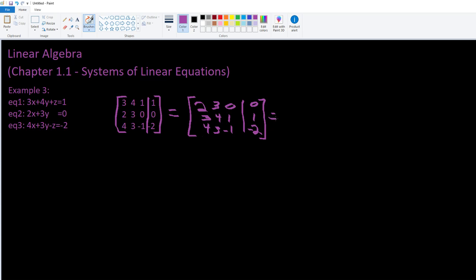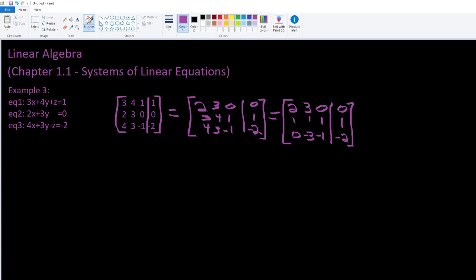Okay, now let's do negative 1 times row 1 plus row 2, and negative 2 times row 1 plus row 3. So row 1 stays the same: 2, 3, 0, 0. Then we get 1, 1, 1, 1, 0, 0. Oh, wait, no, 0, negative 3, negative 1, negative 2.